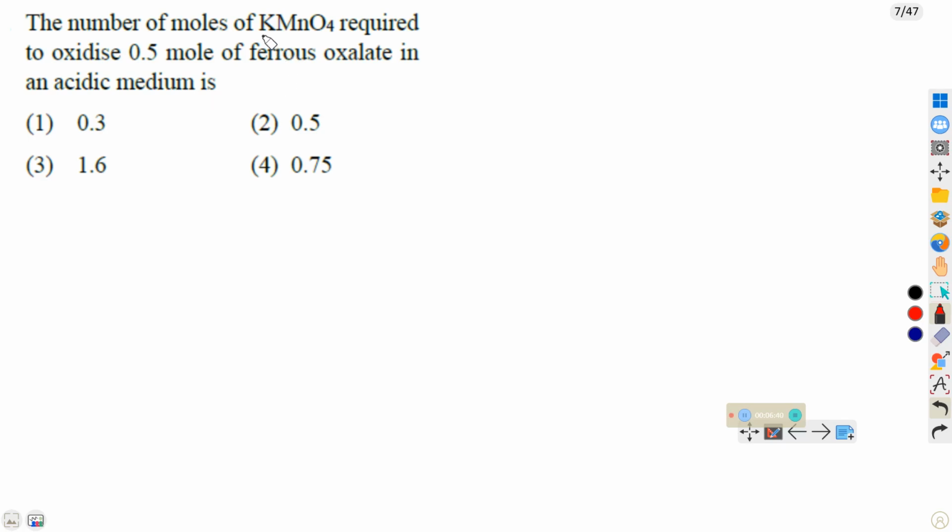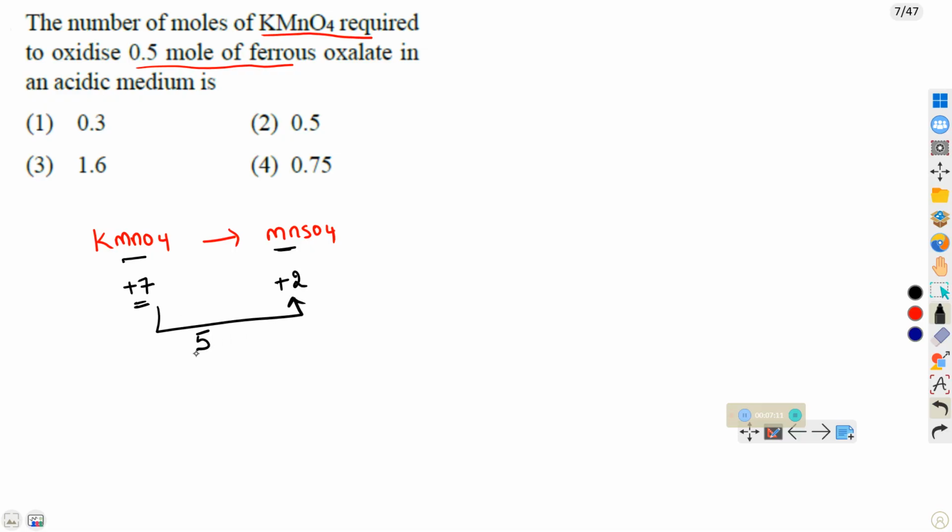The number of moles of KMnO4 required to oxidize 0.5 moles of ferrous oxalate in an acidic medium. First of all, KMnO4 acidic medium reaction. KMnO4 reacts with H2SO4, then it is converted to MnSO4. Calculate the n factor value. In KMnO4, manganese oxidation state is +7. In MnSO4, manganese oxidation state is +2. Oxidation number difference 5. 1 manganese atom is there, so multiply with 1. 5 into 1 is equal to 5. N factor value 5.